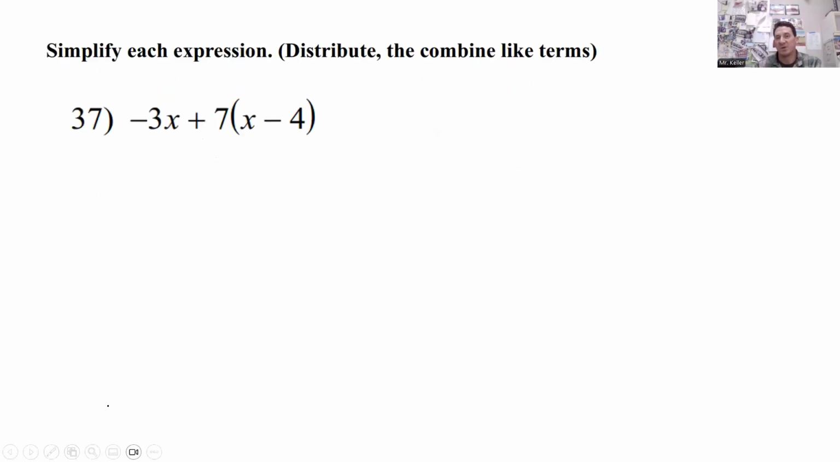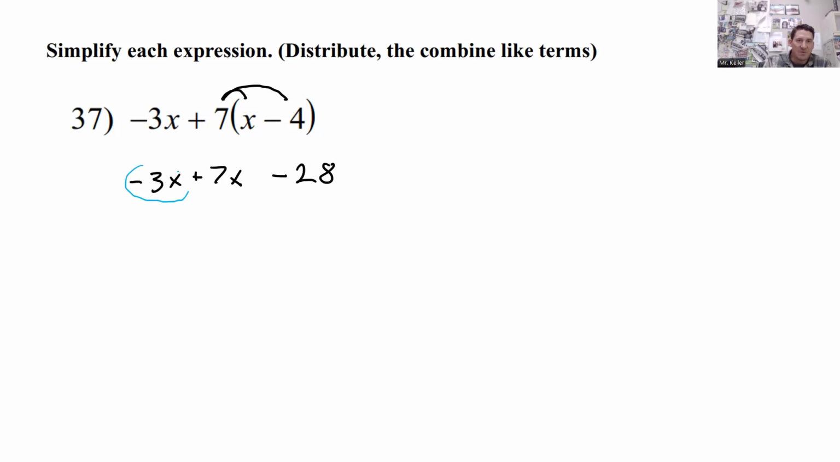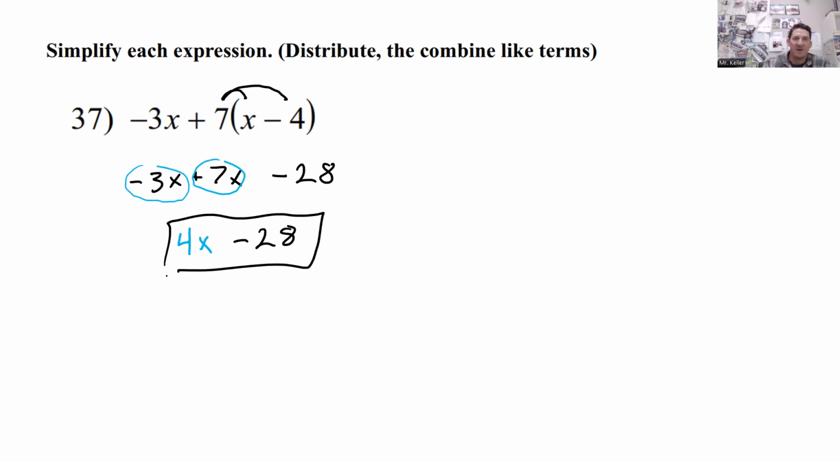Here we are going to distribute and then combine like terms. So there's going to be a couple steps to this. So distribute the 7. So 7 times x is 7x. 7 times negative 4 is negative 28. I'm not going to write out the whole step since it's all in here, but just make sure you're multiplying through there. Then we have negative 3x plus 7. We have one set of like terms. So negative 3x plus 7x, that's going to be a positive 4x minus 28. The 28 doesn't combine with anything. So positive 4x minus 28.